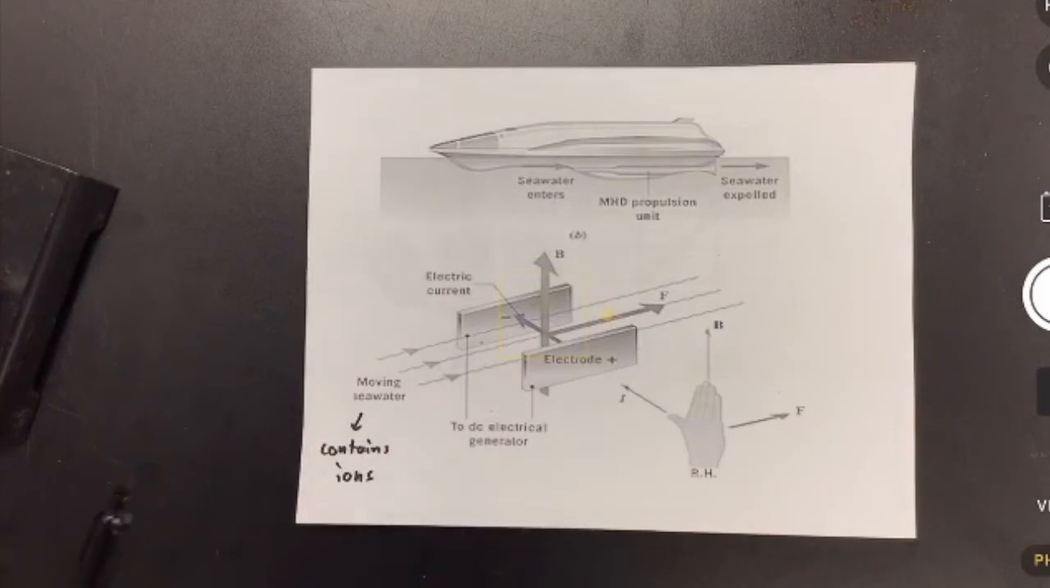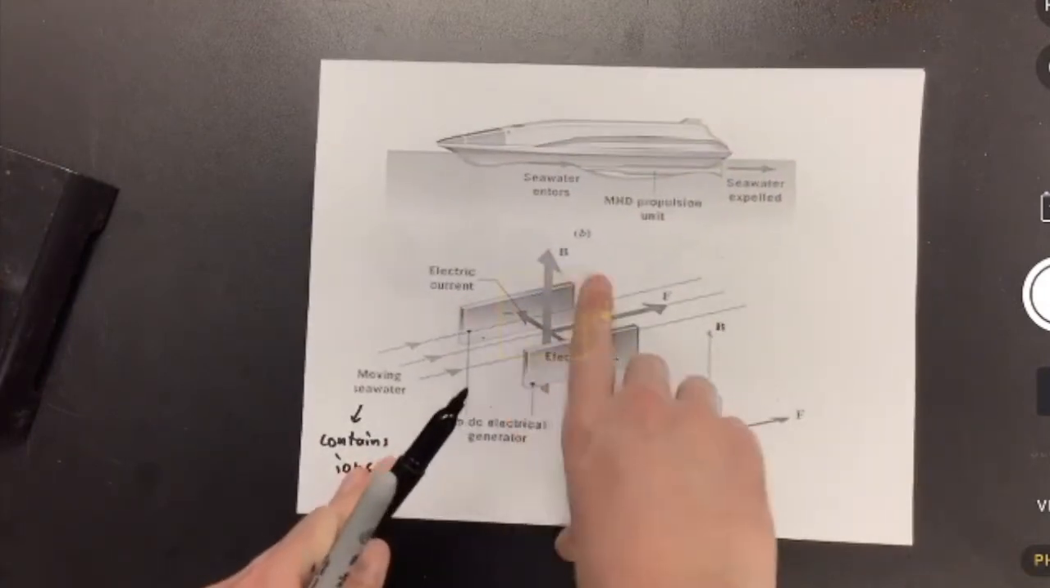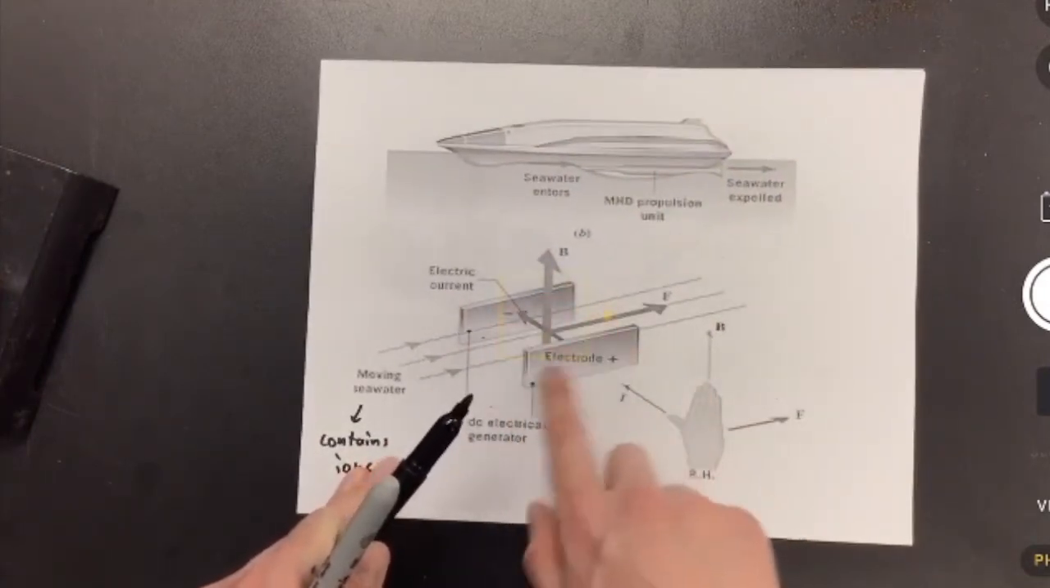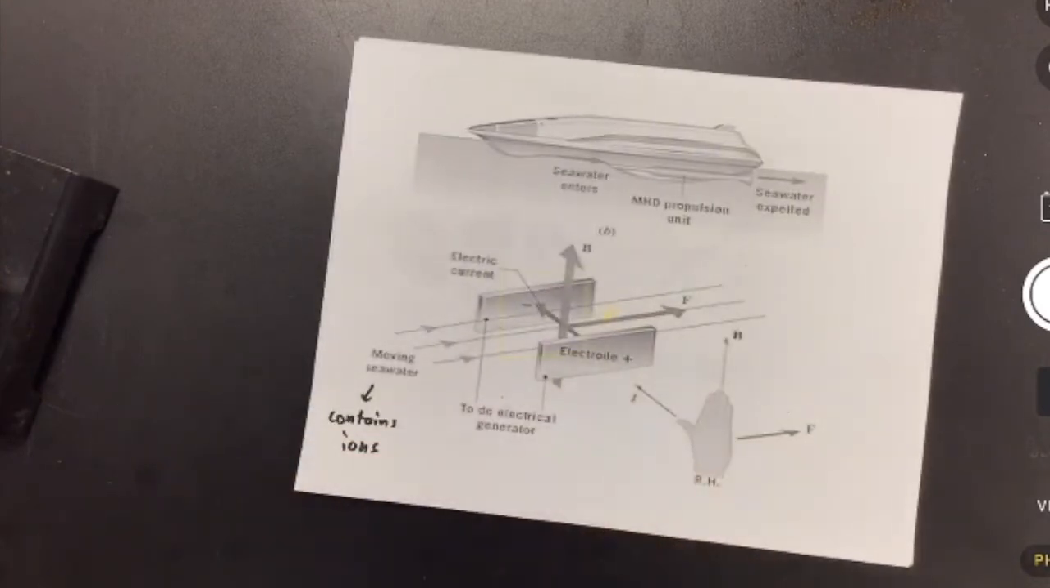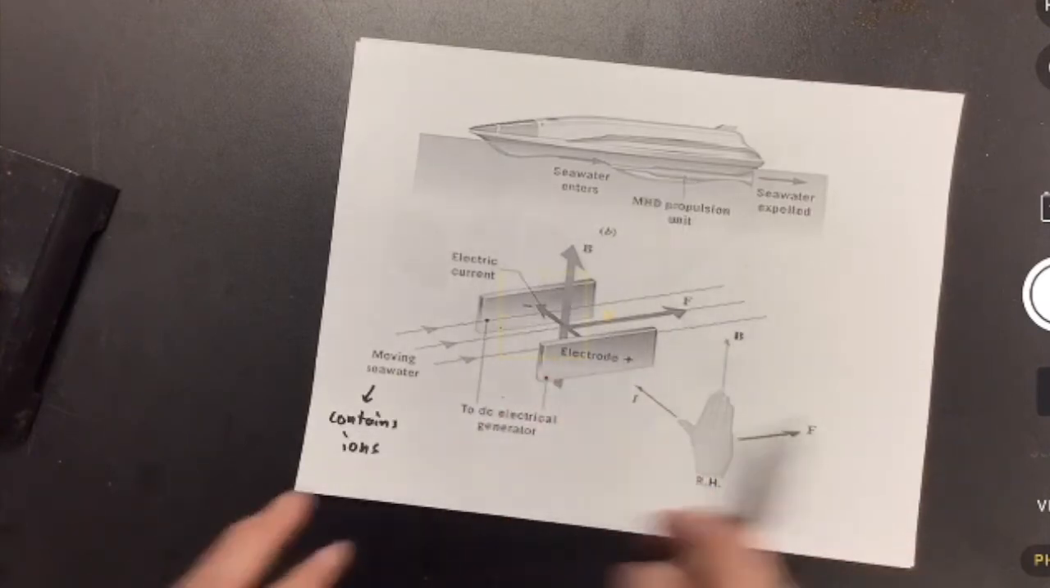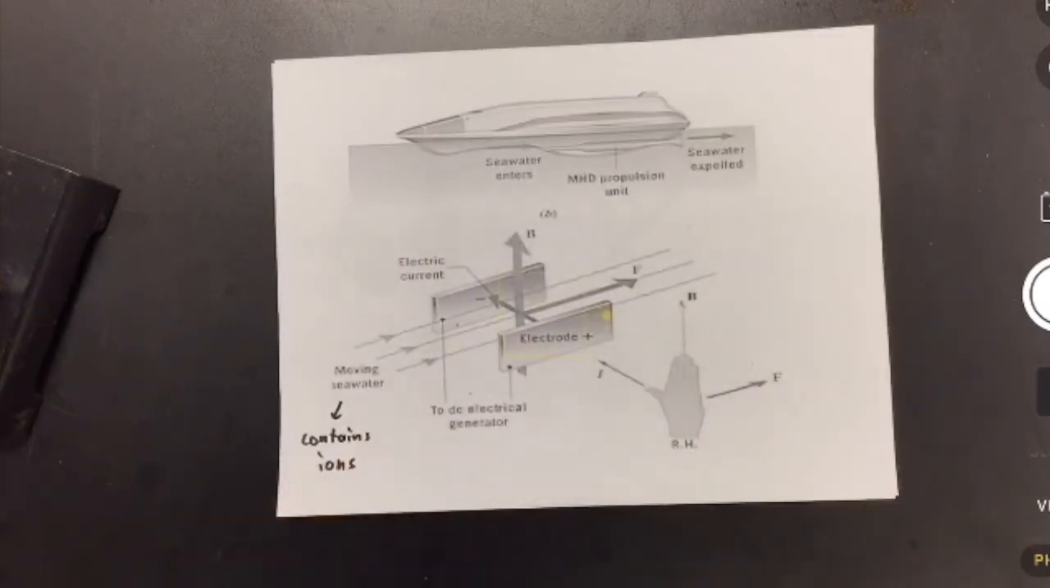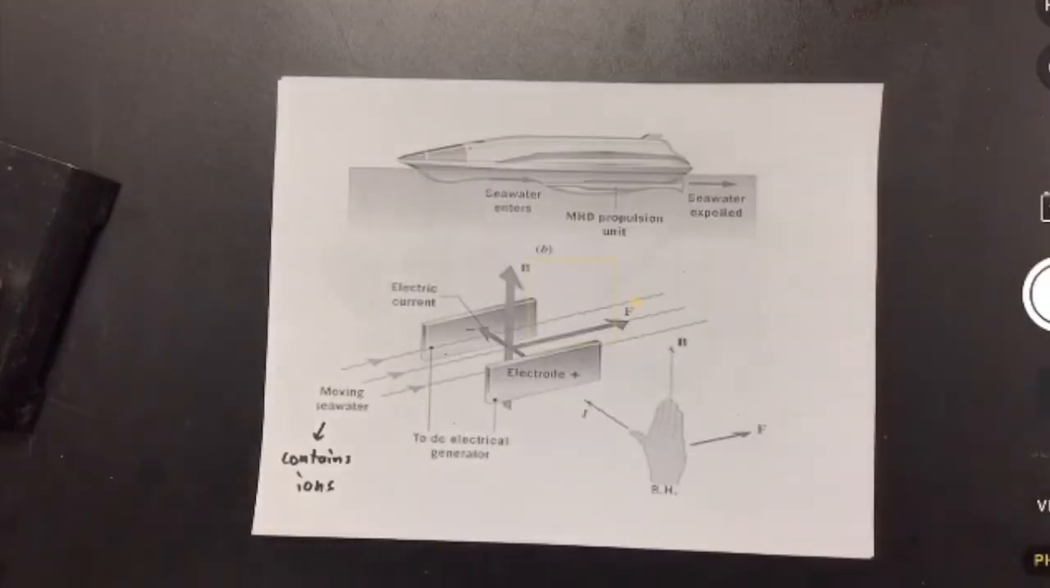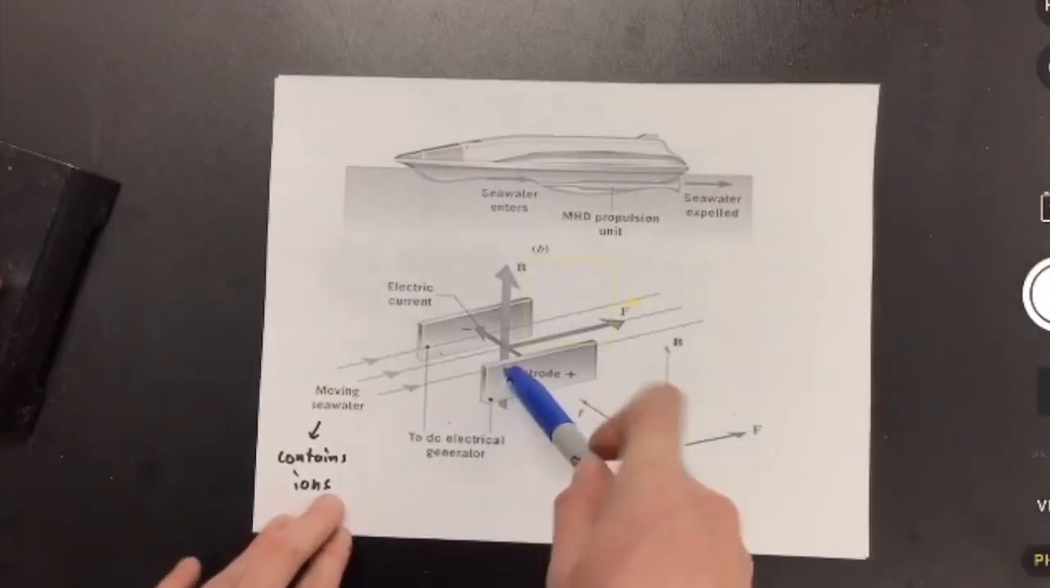So how does this thing work? It has two oppositely charged parallel plates, so a little bit of chapter 11 at play here. Now imagine you're a positive charge, for example, a sodium ion floating around in the seawater. What are you going to want to do? You're going to want to go from that positive plate to that negative plate.